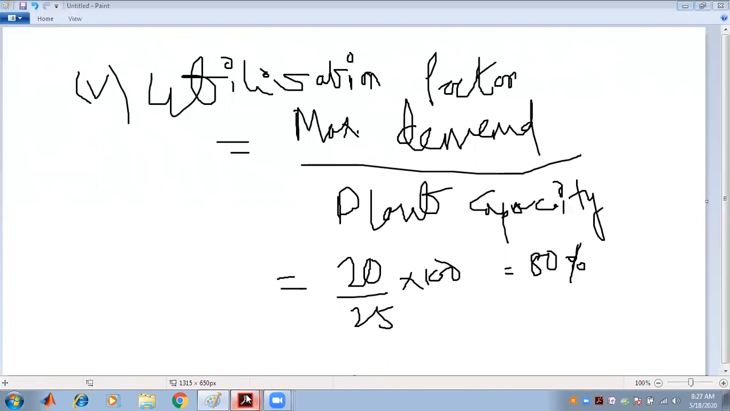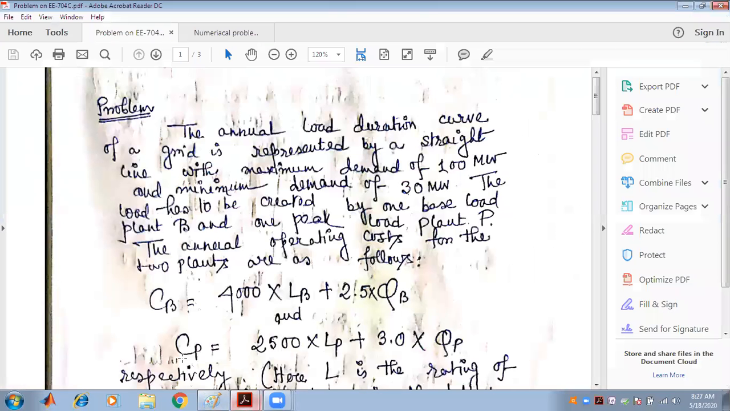The next problem is this one: the annual load duration curve of a grid is represented by a straight line with a maximum demand of 100 megawatt and a minimum demand of 30 megawatt. The load has to be connected by one base load plant B and one peak load plant P. There are two plants.